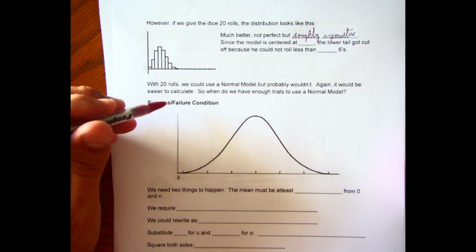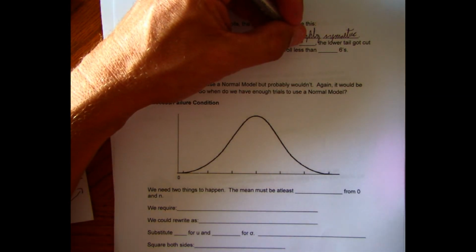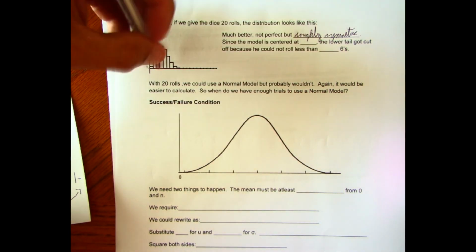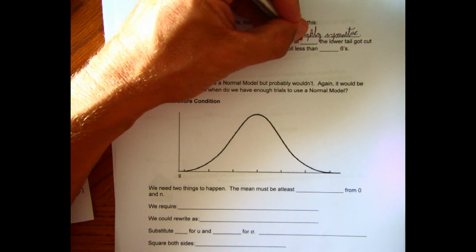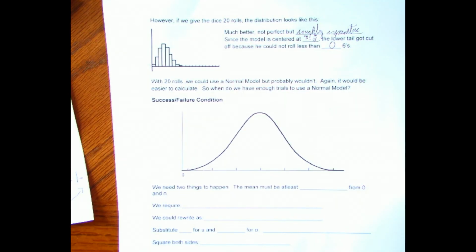So where would this be centered? Well, this would be centered at 20 times 1/6, and that comes out to be 3.333. We can't have 3.333, but that would be the mean. So our mean here would be 3.3 repeating. The lower tail got cut off because we could not have less than 0 sixes.